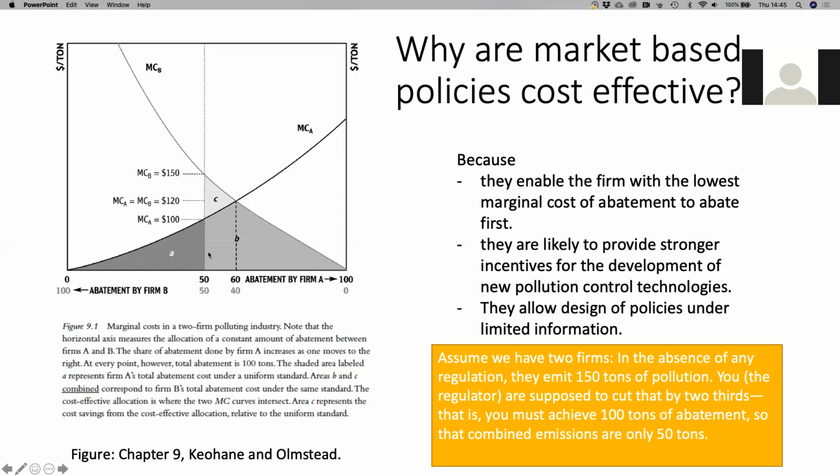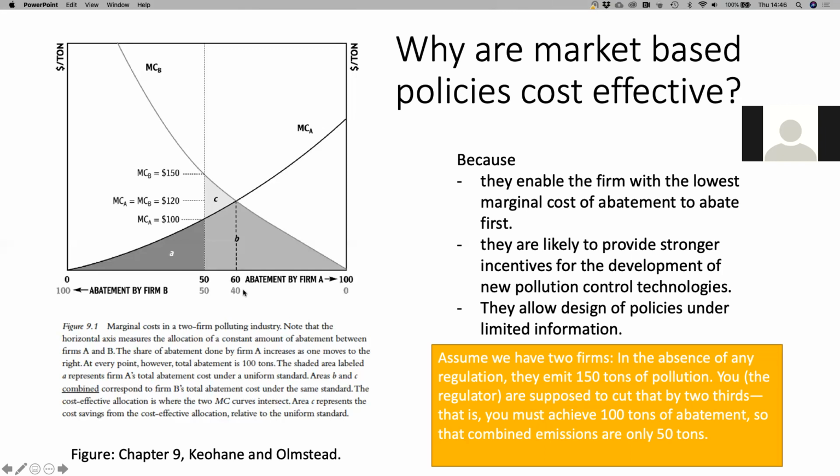Now, let's take the assumption of command and control. If you made each firm abate 50 units each, then the total cost for firm A to make that abatement is the area given by small letter a. The total cost of abatement for firm B is the area given by small letter b plus the area given by small letter c, because the cost of abatement is here, right? So this then is the total cost. The shaded region a plus b plus c is the total cost of abatement when you have a command and control policy where each one is required to abate 50 units.